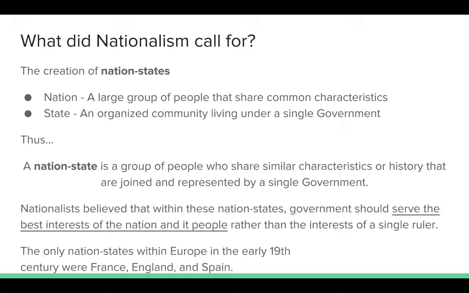And so this is what nationalists wanted in Europe in the early 19th century. Specifically, they believed that nation states should be created and also that government should serve the best interests of the nation and its people rather than the interests of a single ruler. So again, the same thing we started to see with the French Third Estate, with the Creoles, with the American colonists. We want to create a government that isn't looking out for just the king. We want a government that's looking out for what is best for the people. At this point, the only nation states within Europe are France, England, and Spain.